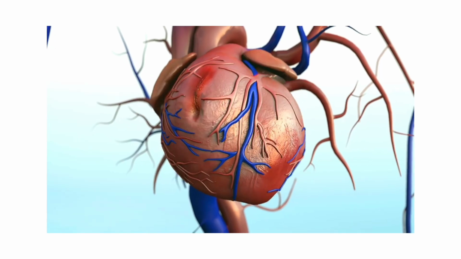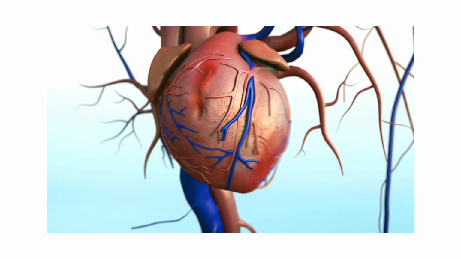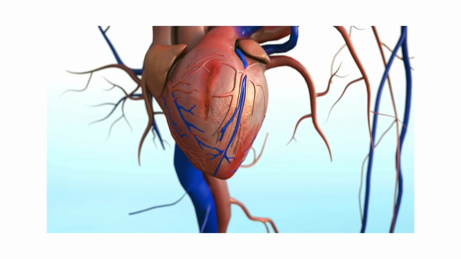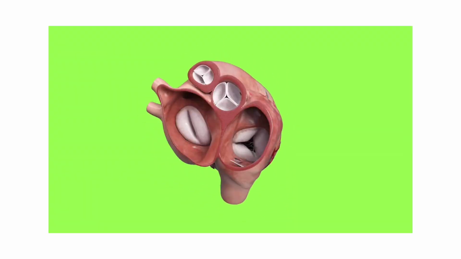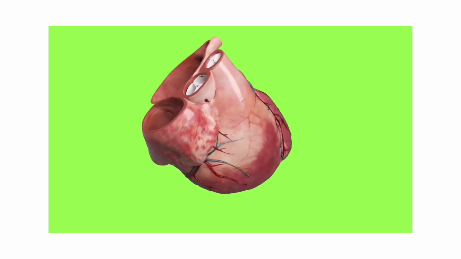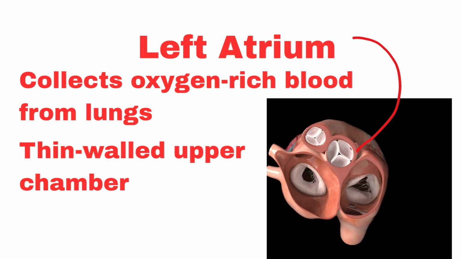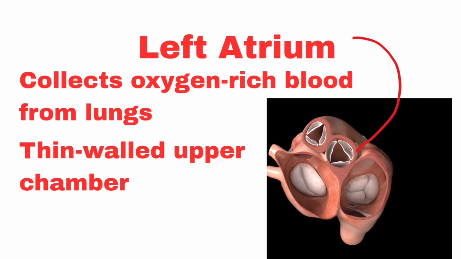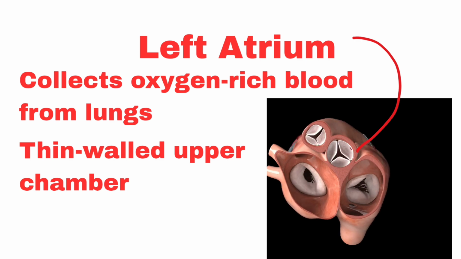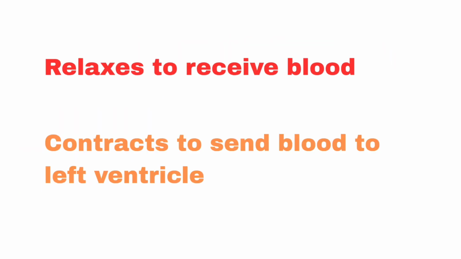To understand the process of circulation through the heart better, we will now follow how blood flows through the chambers of the heart step by step. And now let us check what happens in the left atrium, the first chamber in our step by step journey of blood circulation. The left atrium is the thin-walled upper chamber on the left side of the heart. Its main job is to collect oxygen-rich blood coming from the lungs. When it relaxes, it receives this oxygenated blood, and then when it contracts, it pushes the blood into the next chamber, the left ventricle.